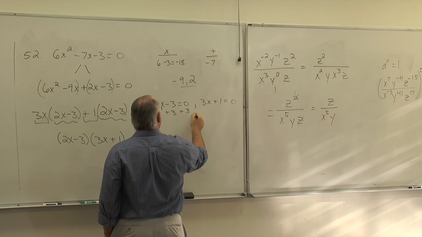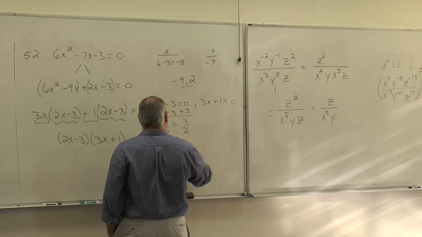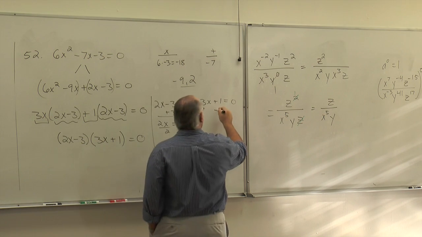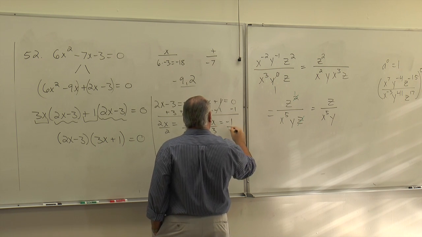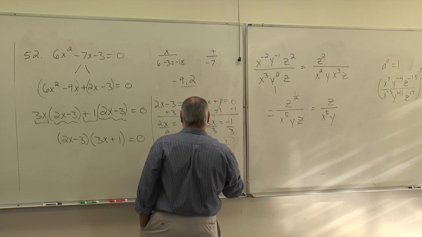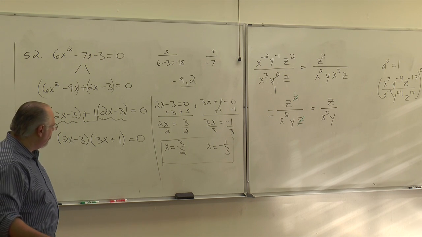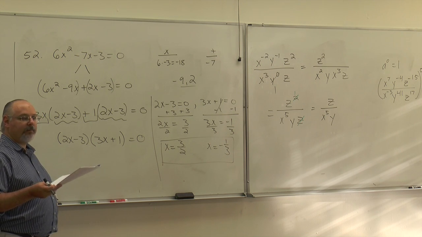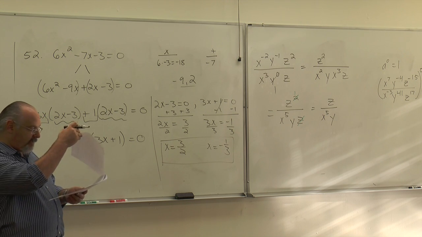Add the 3. So 2x is 3. Divide by 2. So you get x is 3 halves. Here, we subtract the 1. So 3x is negative 1. Divide by 3, so x is negative 1/3. So those are my two answers. Okay? Any others on that page?